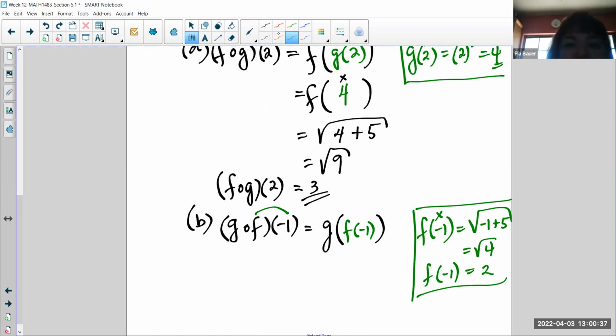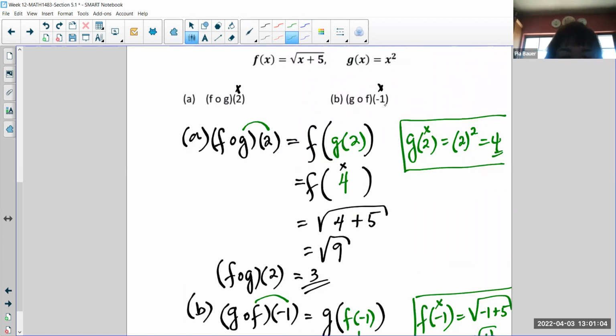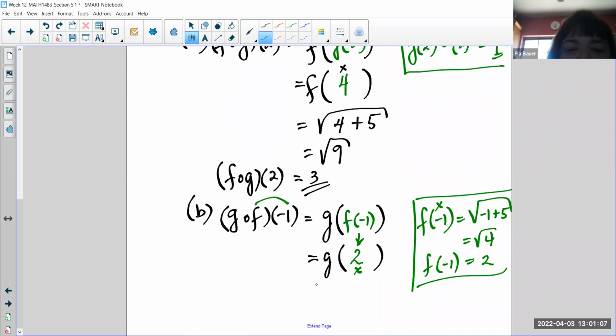So now I go back to the original. I have g of, but instead of a -1, now I'm going to substitute in for 2. And now forget about f. Forget about that x equals -1. This is saying that x equals 2, and we are substituting that into g. And the formula for g is x squared. So now I'm going to substitute that x for a 2, and I'm going to square it, so I get a 4.